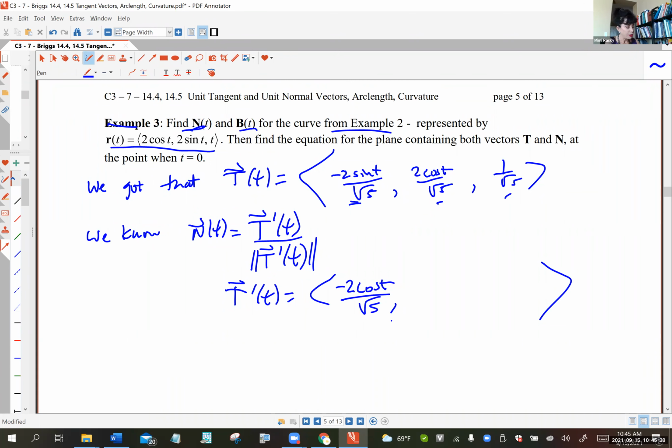And then the next component, what's the derivative of 2 cos over square root of 5? I think that's going to be negative 2 sine over square root of 5. And then finally, taking the derivative of that last component, it is a constant. The derivative of a constant is 0. Okay, there's big T prime.